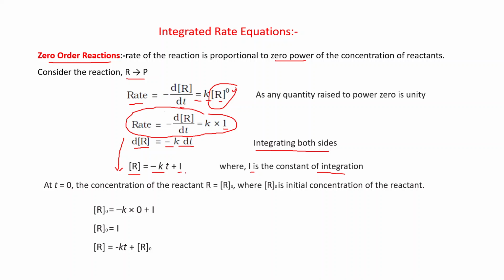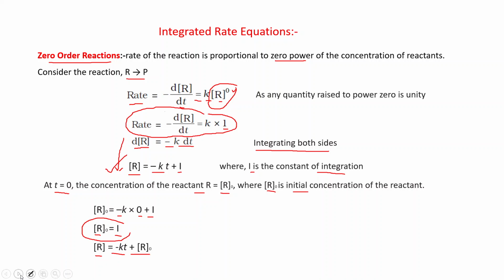Now, how can we find out the value of I, the constant of integration? When time t is equal to 0, the concentration of the reactant R is equal to R naught, where R naught is the initial concentration of the reactant. If we put this value into this equation, R naught is equal to minus k times 0 plus I, then we will get R naught is equal to I. And if we put the value of I into this equation, then we will get R is equal to minus kt plus R naught.